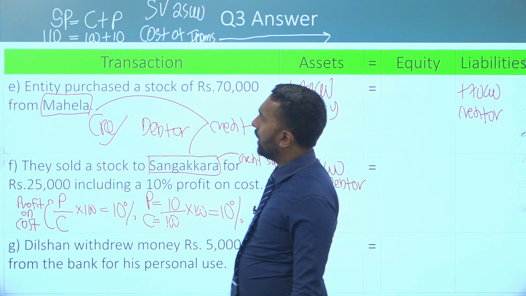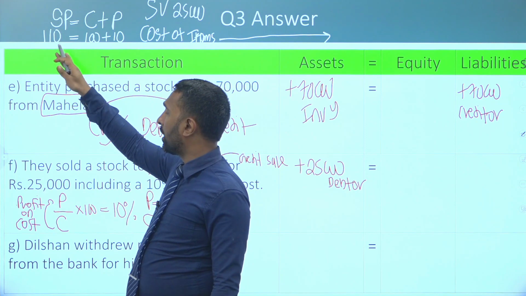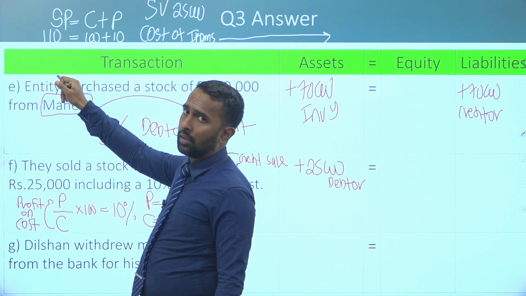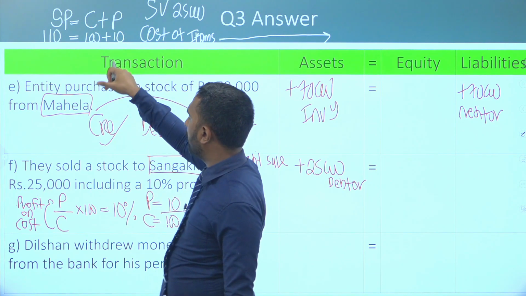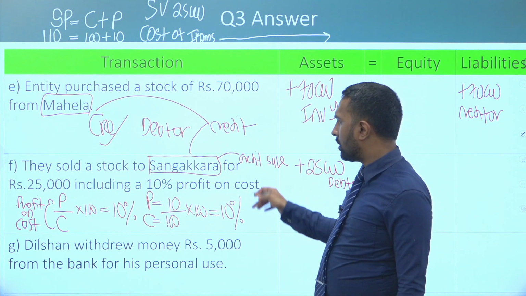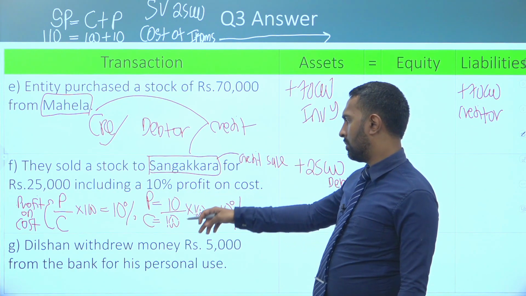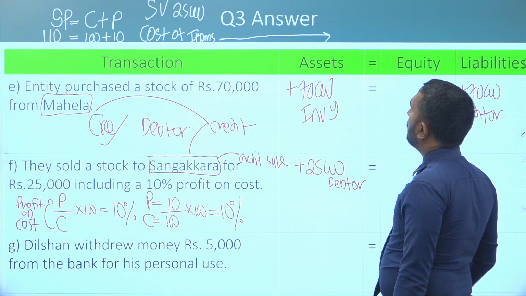We know that the price per unit item is 110. Per unit the selling price is 110, cost is 100, profit is 10. How did you arrive at cost is 100 and profit is 10? Because of 10% profit on cost. So cost is 100.